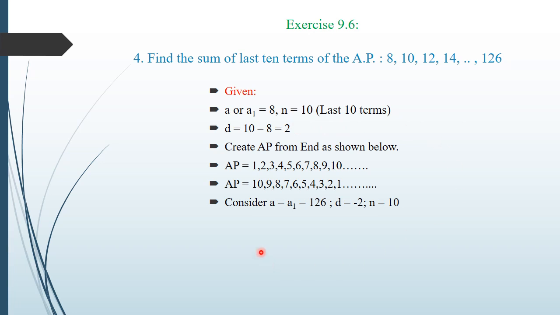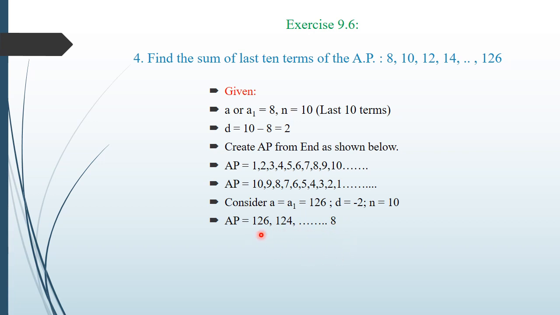Let us see how we can write that considering A or A1. So as I told, 126 will be my first term and the common difference will be minus 2. So it was plus 2 in the original case, and in the modified case it will be minus 2. Now from the end I'll write 10 terms, as I need to calculate the sum of 10 terms. Therefore the new or modified AP is going to be 126, 124 and so on, and for this modified AP the last term will be the first term of our original AP, that is nothing but 8.